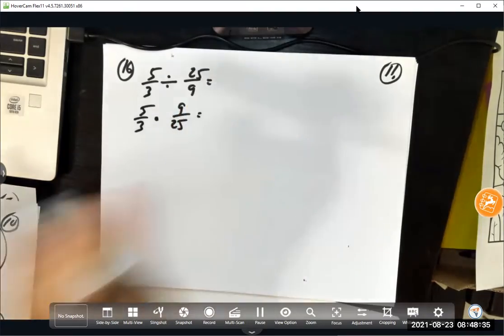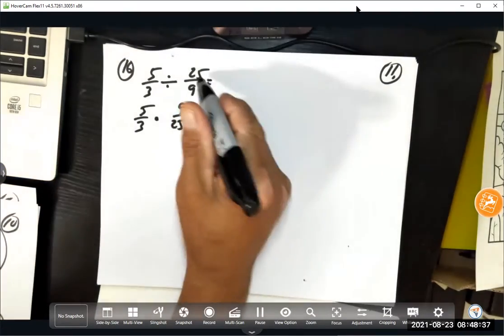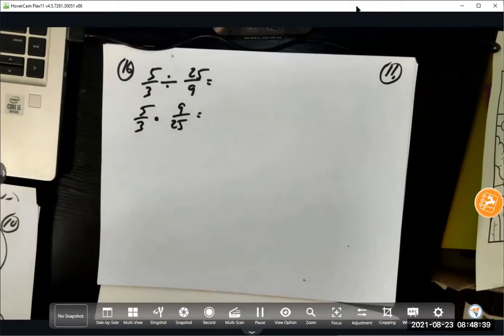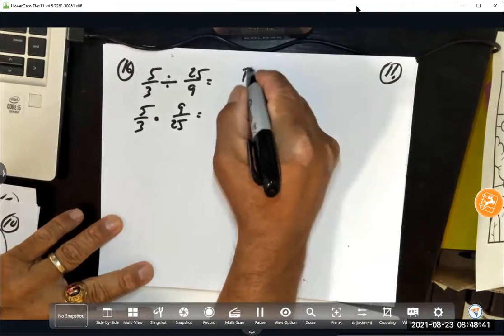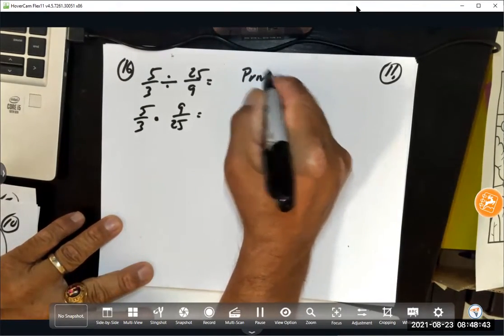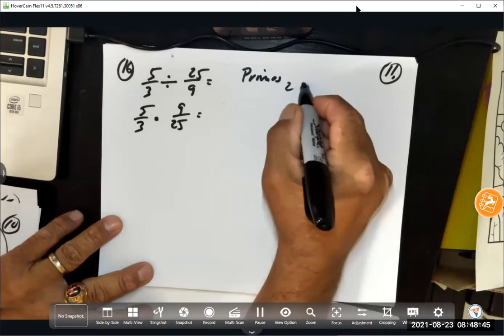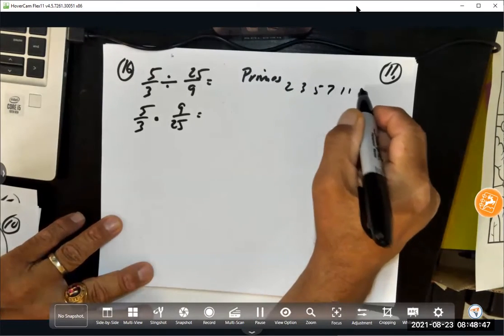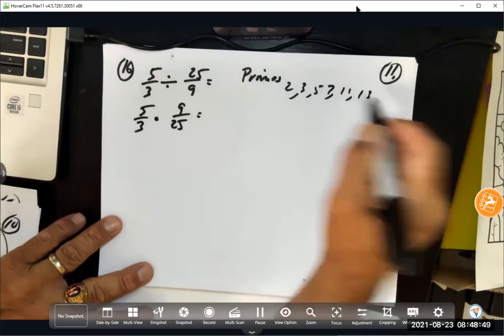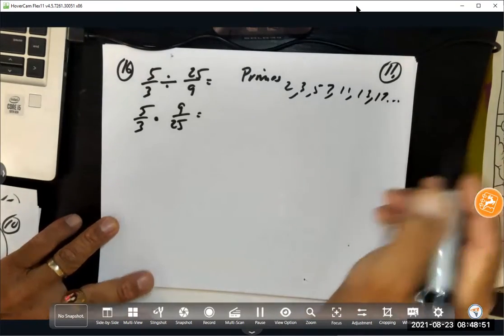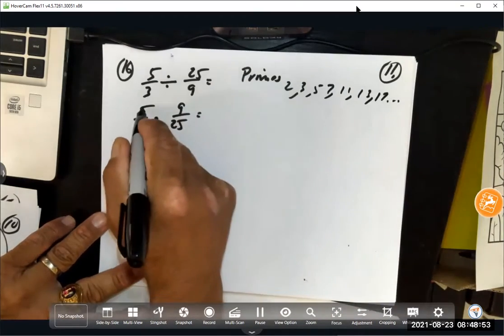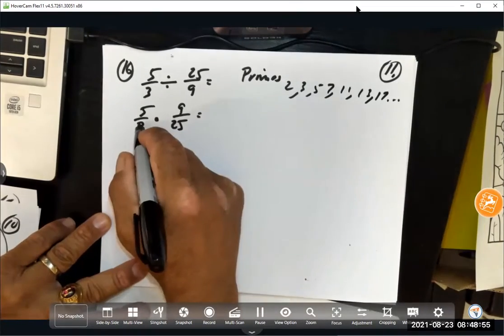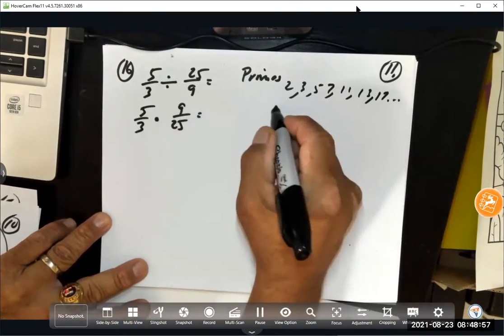So everybody okay with step number 1? Which is the reciprocal, which means flip this around. And then I would do this thing here. Let me call prime numbers, like 2, 3, 5, 7, 11, 13, 17, and so on. It keeps going. You're going to break the numbers you can. 5, it's already a prime number. 3, it's already a prime number. 9, let's fix the 9.